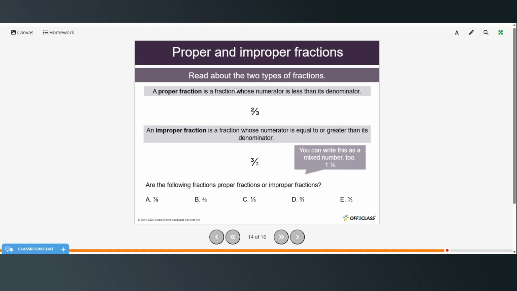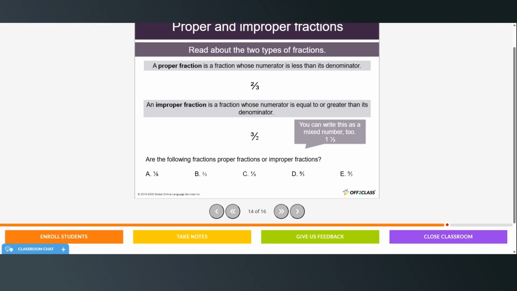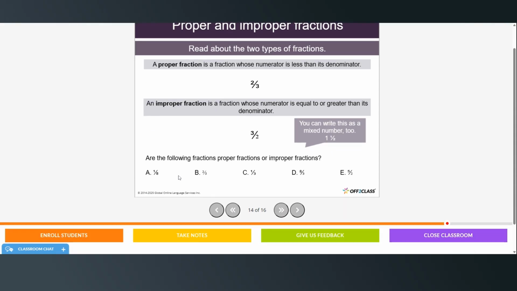All right, now we'll read about two different types of fractions. A proper fraction is a fraction whose numerator is less than its denominator. And an improper fraction is a fraction whose numerator is equal to or greater than its denominator. And improper fractions can also be written as mixed numbers. So for example, 3/2 could be 1 1/2. So are these fractions proper or improper?